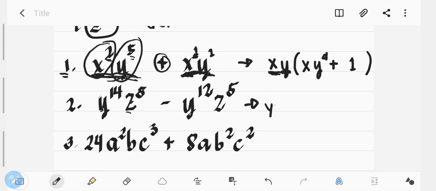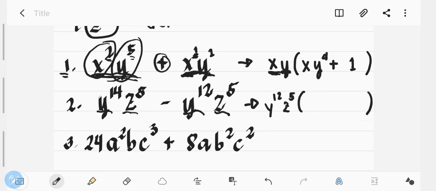So, y, z. So, yung y natin, compare natin yung y to the 14 at saka y to the 12. So, mas mababa yung y to the 12. So, yun ang ilalagay natin dito. And then, z to the 5th, tapos z to the 5th. Same sila. So, therefore, z to the 5th din ang ilalagay natin dito. And then, open and close parentheses.